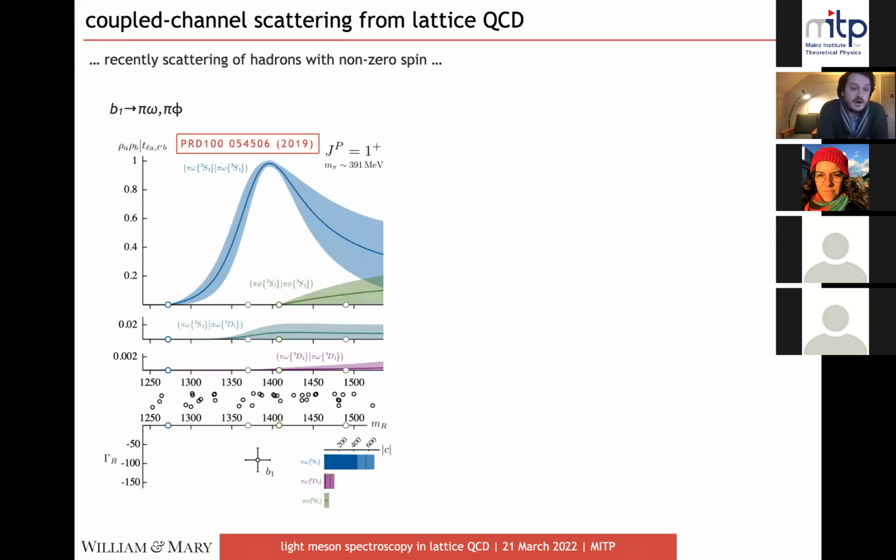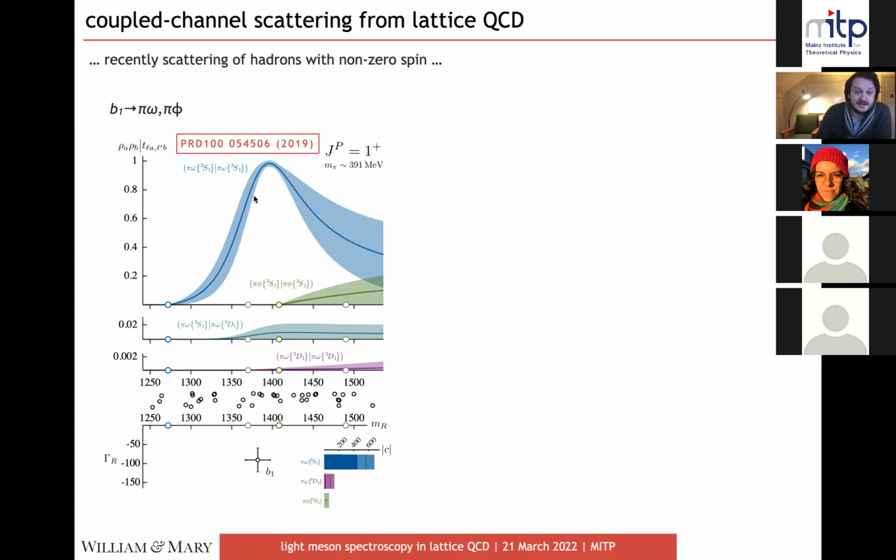Now, you're not, in fact, restricted to pseudoscalars in the scattering process. You can have scattering particles of non-zero spin, and here's an example. If you work at heavier than physical pion mass, for example, the omega and phi mesons become stable, and then you can scatter them as stable particles. And here's an example of pi omega, pi phi coupled channel scattering.